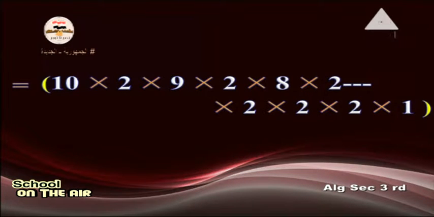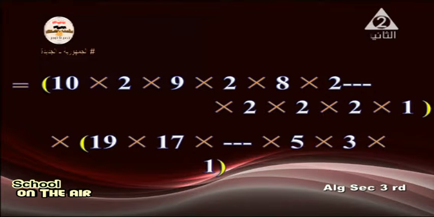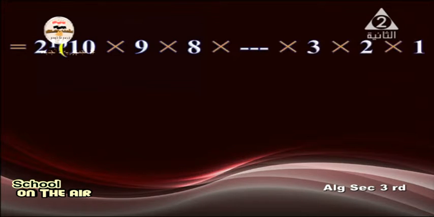20 is 10 times 2, 18 is 9 times 2, 16 is 8 times 2, and so on. Multiply the odd numbers: 19 times 17 times 15 down to 1. Therefore, 2 is repeated 10 times.